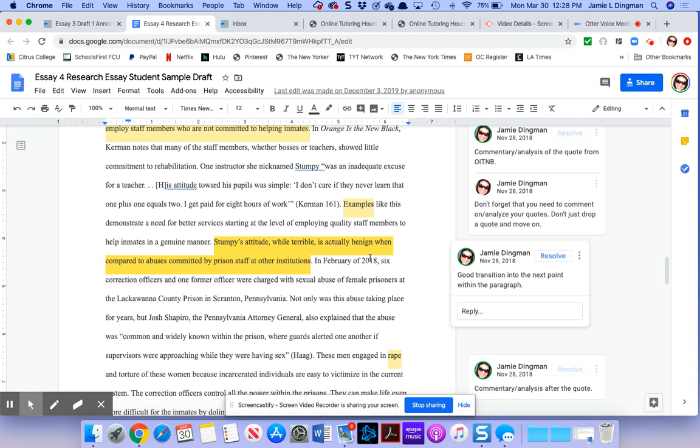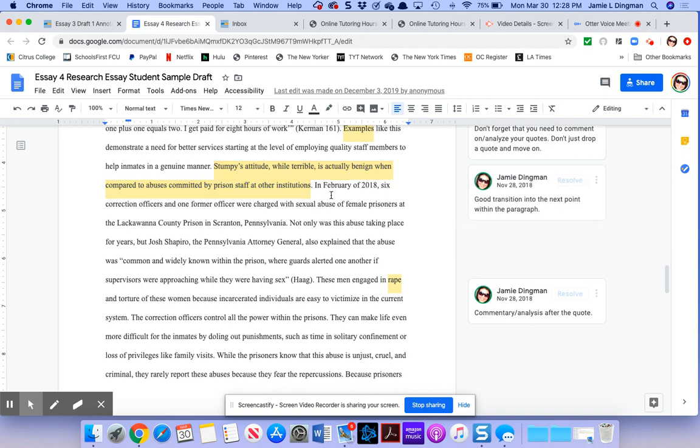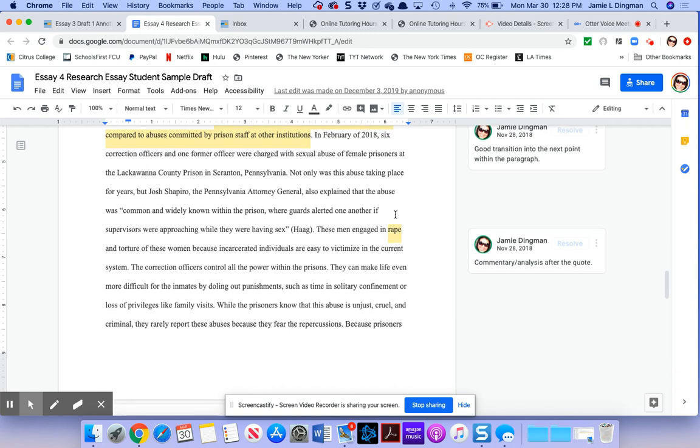So I like the transition here, right? They're comparing Stumpy in Orange is the New Black to some other examples pulled from their research. And here's one of their examples. In February of 2018, 6 correction officers and 1 former officer were charged with sexual abuse of female prisoners at the Lackawanna County Prison in Scranton, Pennsylvania.